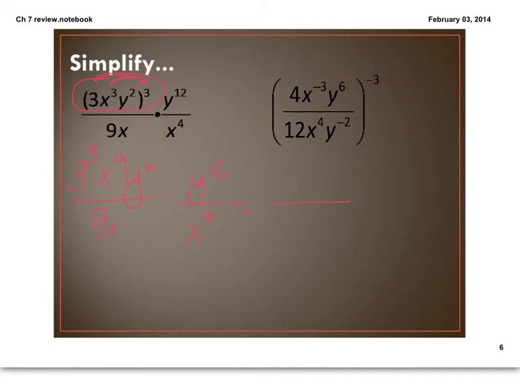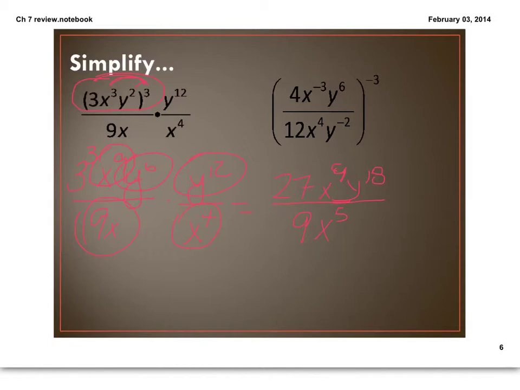So 3 cubed is going to be 3 times 3 times 3, which is 27. X to the 9th, and then y to the 6th times y to the 12th would be y to the 18th. And then we got 9x times x to the 4th would be 9x to the 5th power.